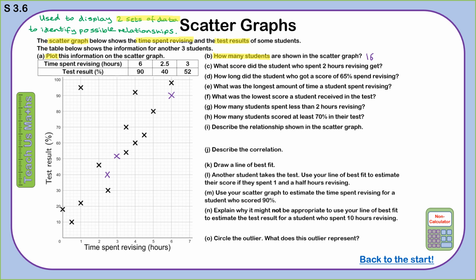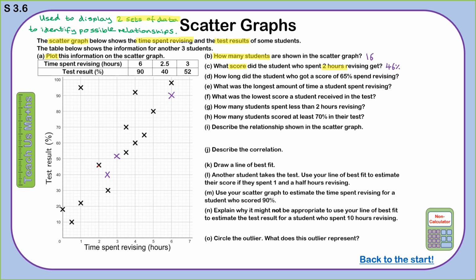Part C. What score did the student who spent 2 hours revising get? So for this question, we need to find 2 hours revising on the x-axis. We need to read up until we hit the point, like so, and then we can read across to the y-axis to find their test result. So that student there got a test result of 46%. So the student who revised for 2 hours achieved 46% on their test.